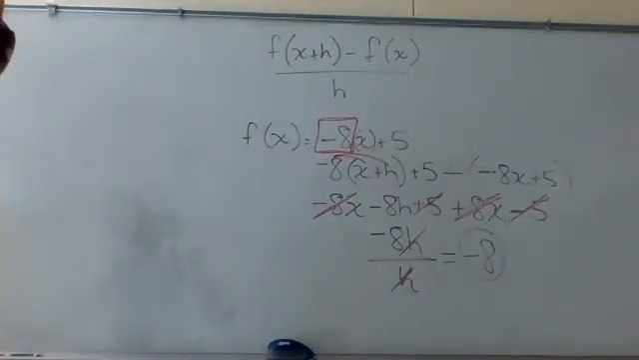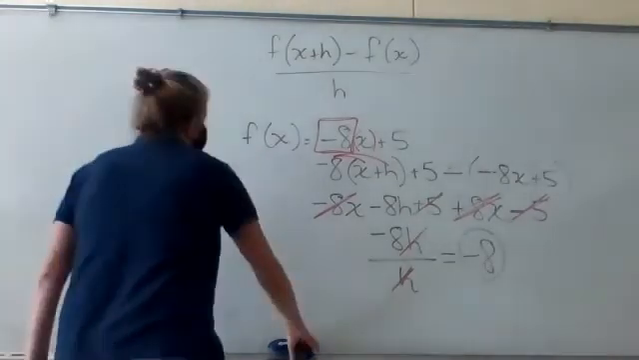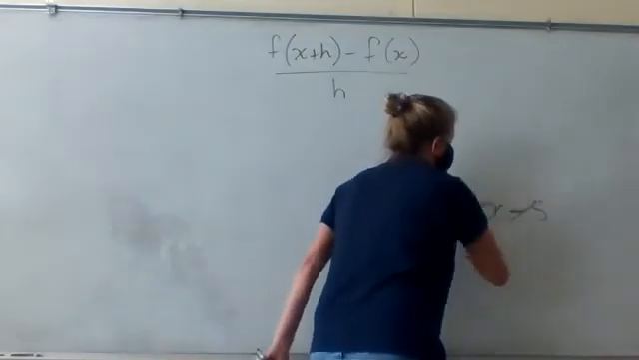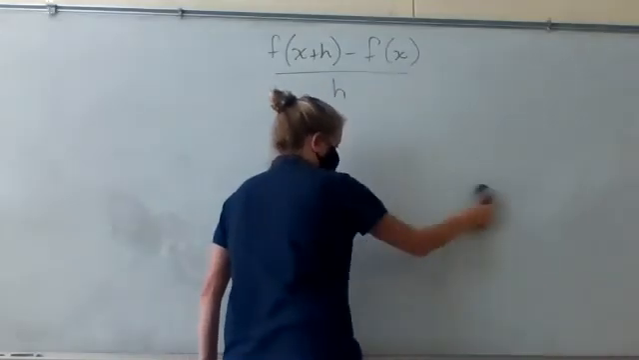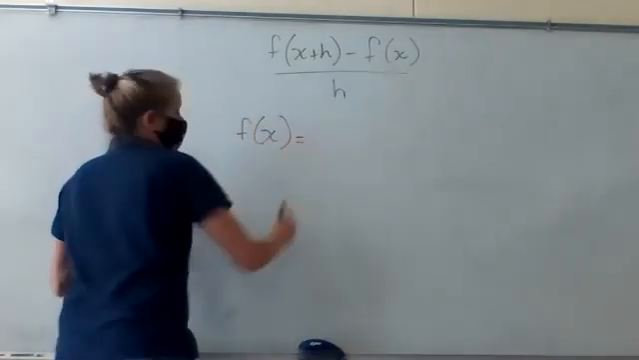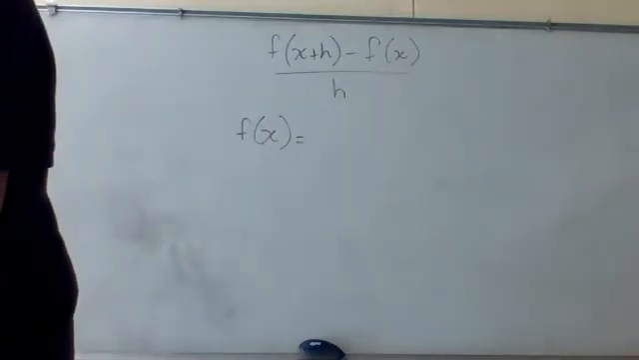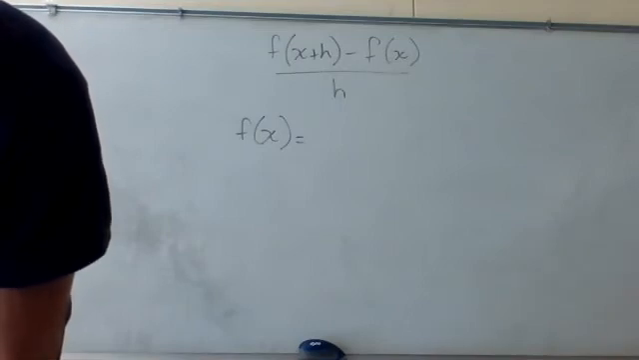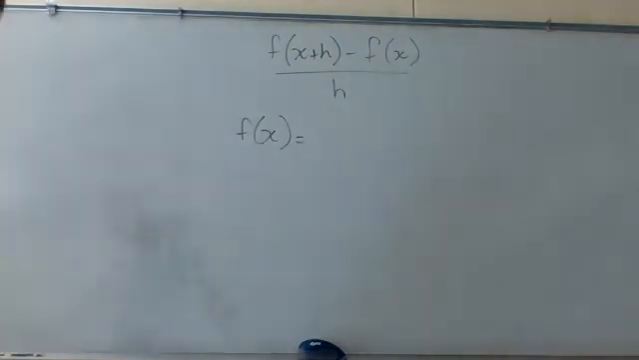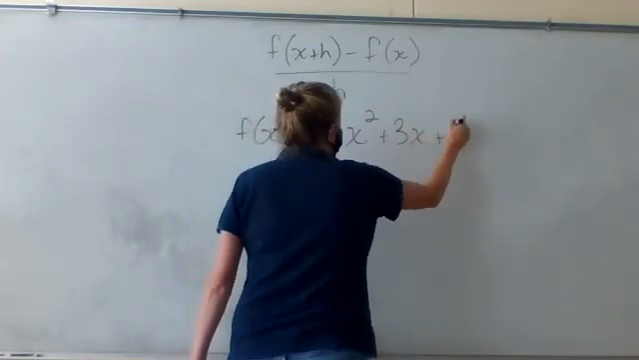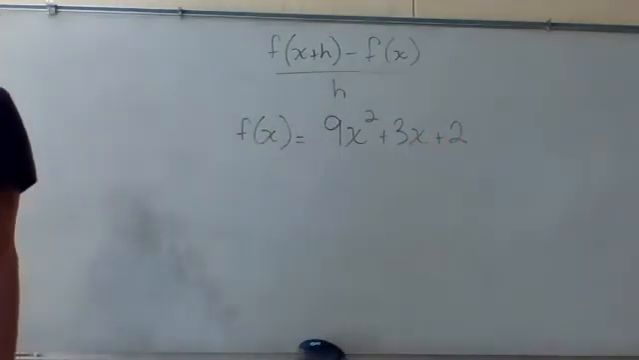Last one, 25. This one, our x will be squared, which means it's not just going to be the number hooked onto the x. Let's see what this function is. This one's a little more complicated. f of x equals 9x squared plus 3x plus 2. Let's find the difference quotient.